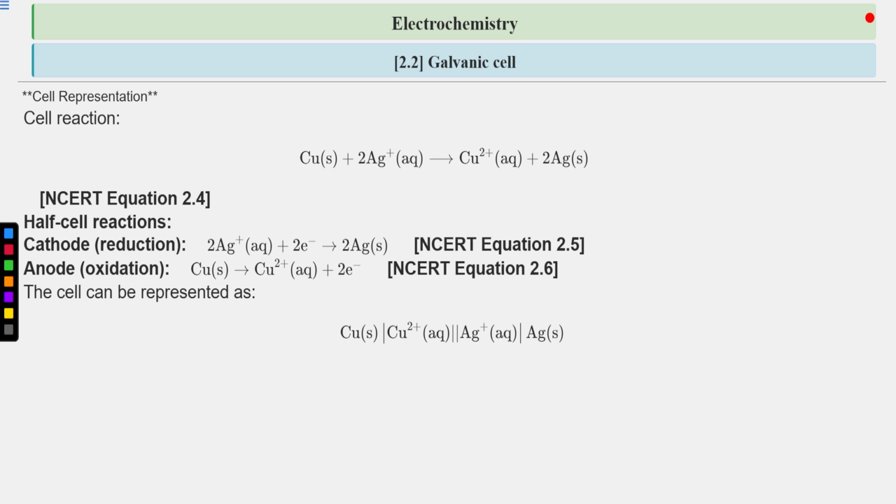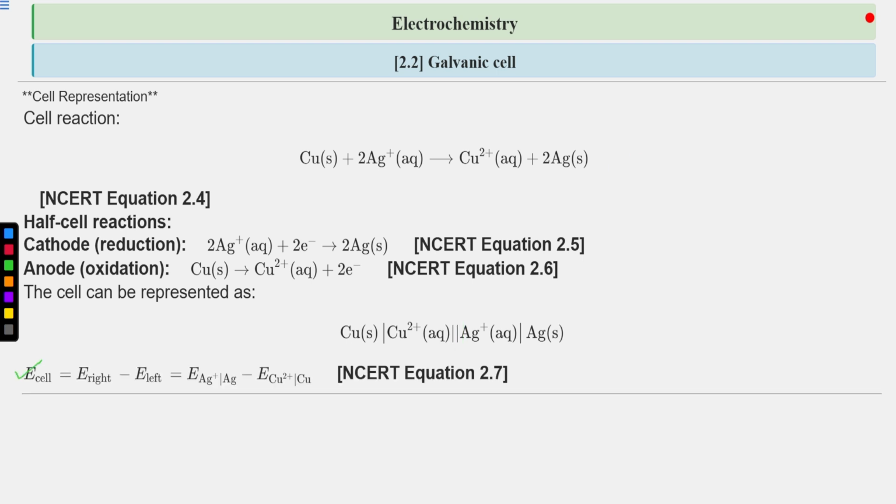Now, for this cell reaction, the cell can be represented as Cu | Cu2+ || Ag+ | Ag. Okay, so this is the cell representation for the given cell reaction, where the double dash represents the salt bridge between the two electrodes, one for copper and another for silver. So this is the cell representation for this given cell reaction, and these are the two half reactions for this given redox cell reaction.